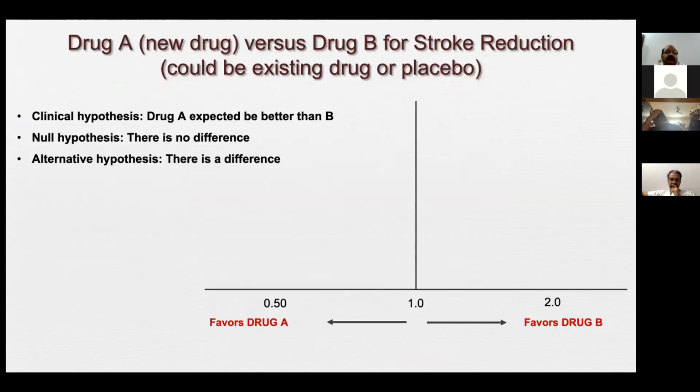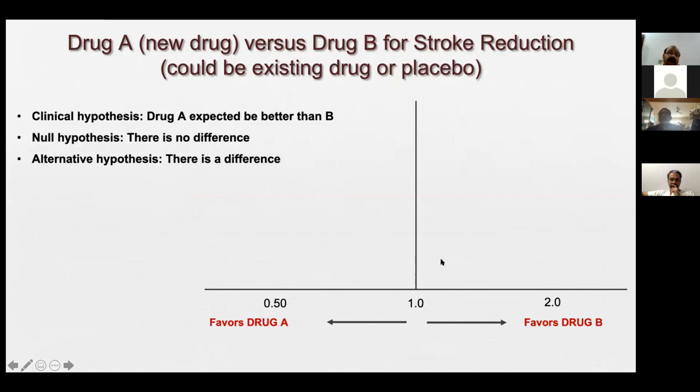Now coming to a typical trial. For example, we have a drug which is being tested against an existing drug. So drug A is the new drug and drug B is the old drug. And we are testing this drug for, say, stroke reduction. It may also be a placebo, but in this case, it's an existing drug. So for the purpose of this presentation, we say it's drug A and drug B.